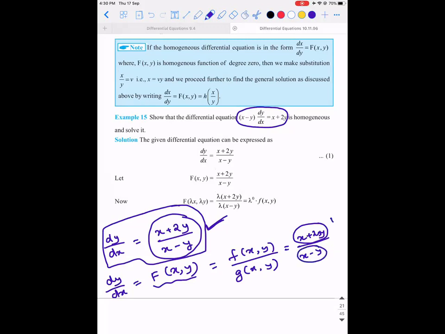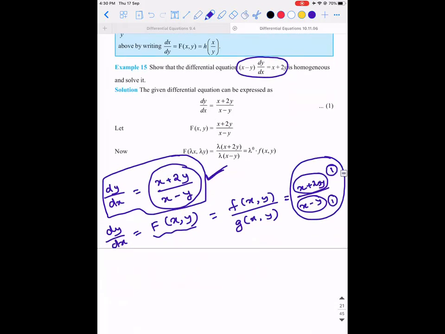The denominator is a homogeneous function of degree 1. If the degree of the function in the numerator and the denominator are equal, then the ratio will become a homogeneous function of degree 0. That is what I'm trying to say. Are you guys able to understand this? So how to prove it is very simple.